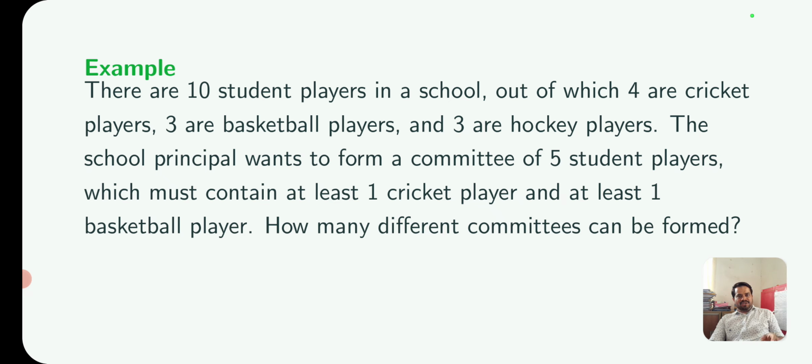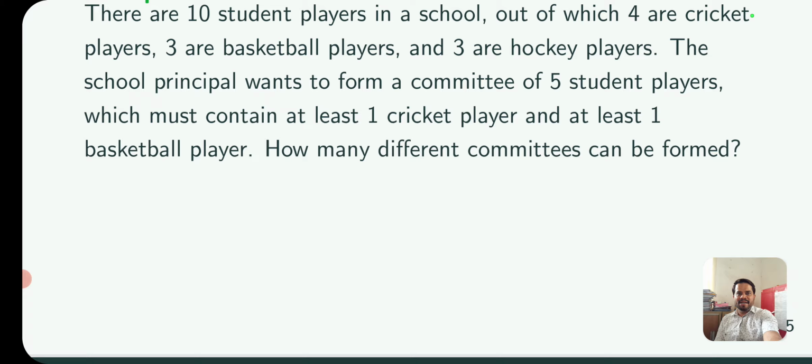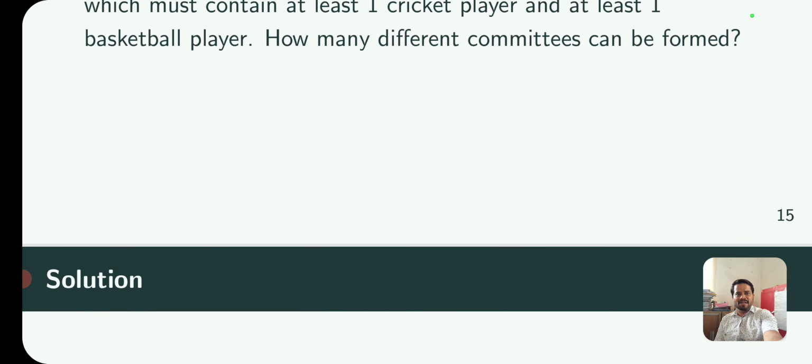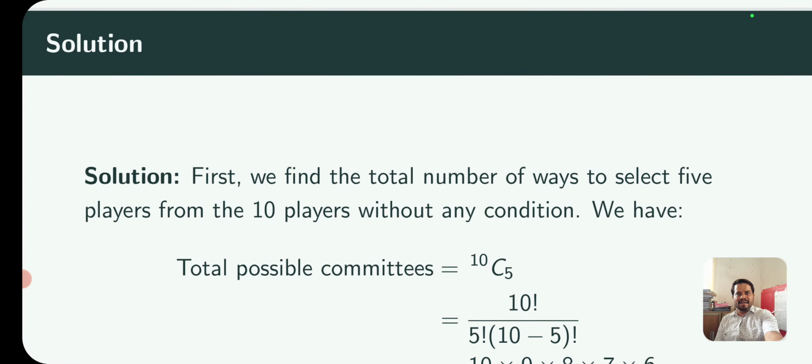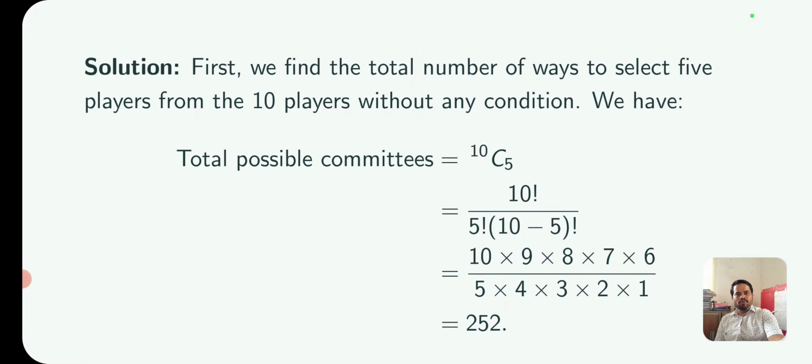First you find the total number of possible committees, without any condition. So how to do it? Just apply the definition of a combination. There are 10 players, out of which we have to select 5 players. So the total possible committees are 10C5. Just apply the definition, or use the result n factorial upon r factorial into n minus r factorial. We get the total possible committees equal to 252.